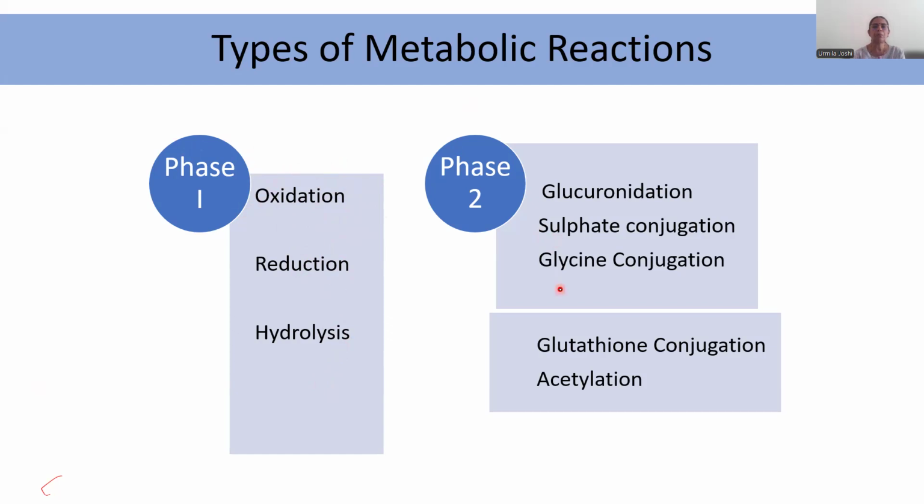Phase 2 of drug metabolism is associated with making these hydrophilic metabolites, the compounds formed from phase 1 metabolism, into water soluble compounds by conjugating them with different substances. The reactions are glucuronidation, sulfate conjugation, glycine conjugation, acetylation, and glutathione conjugation. The topic for today's lecture is various phase 1 metabolism reactions.